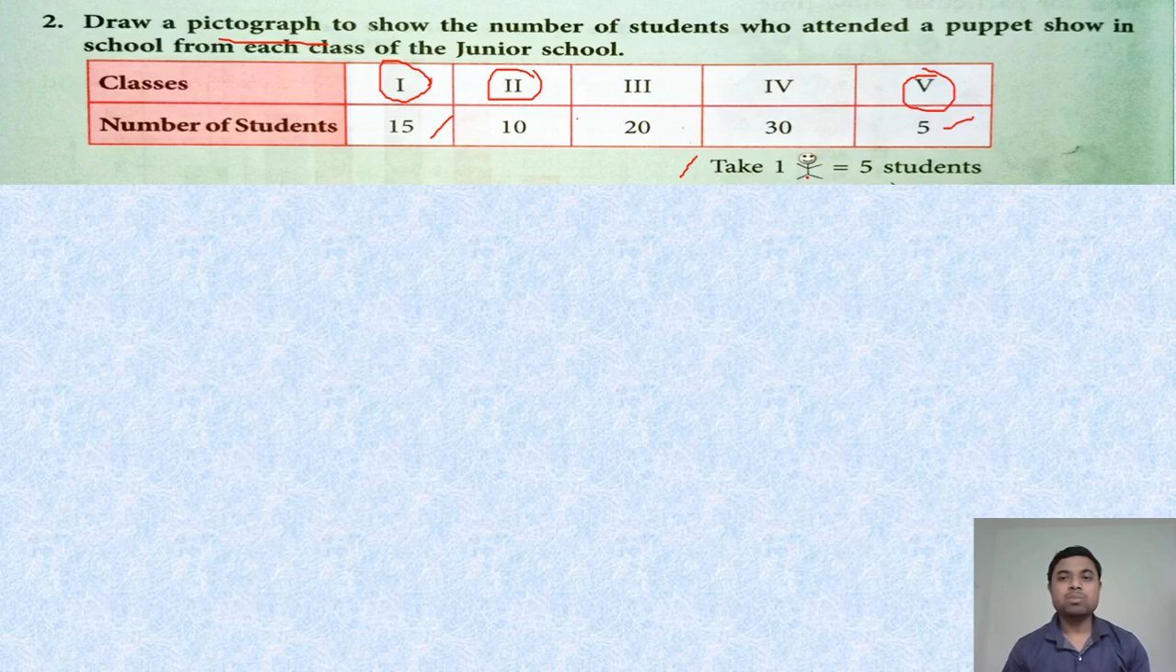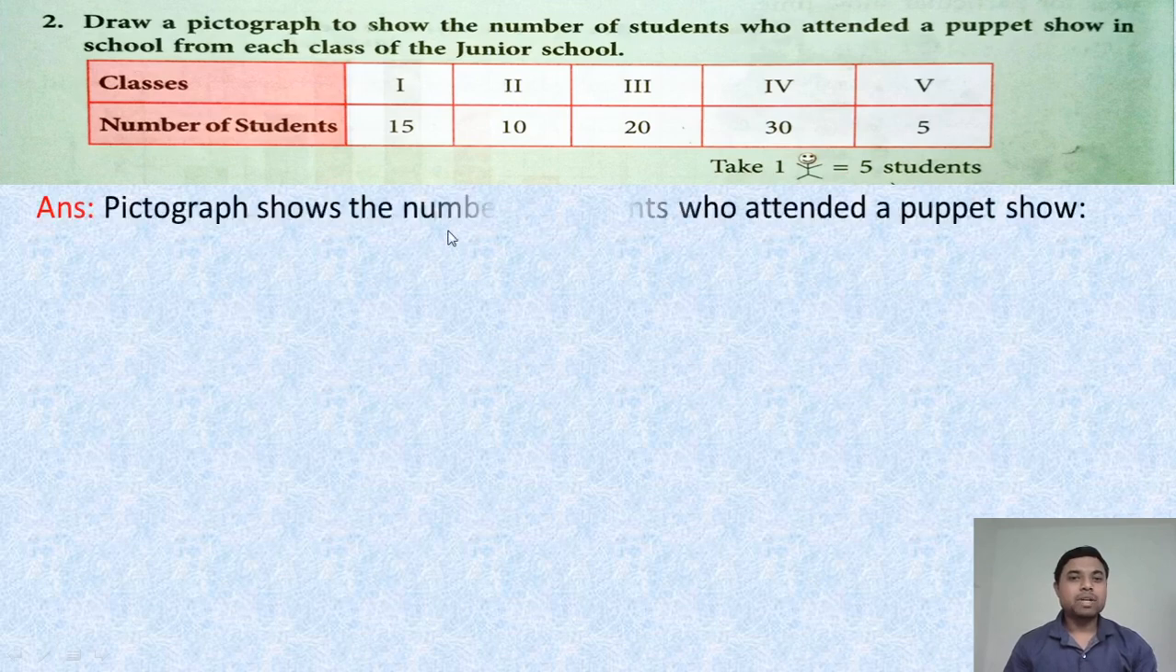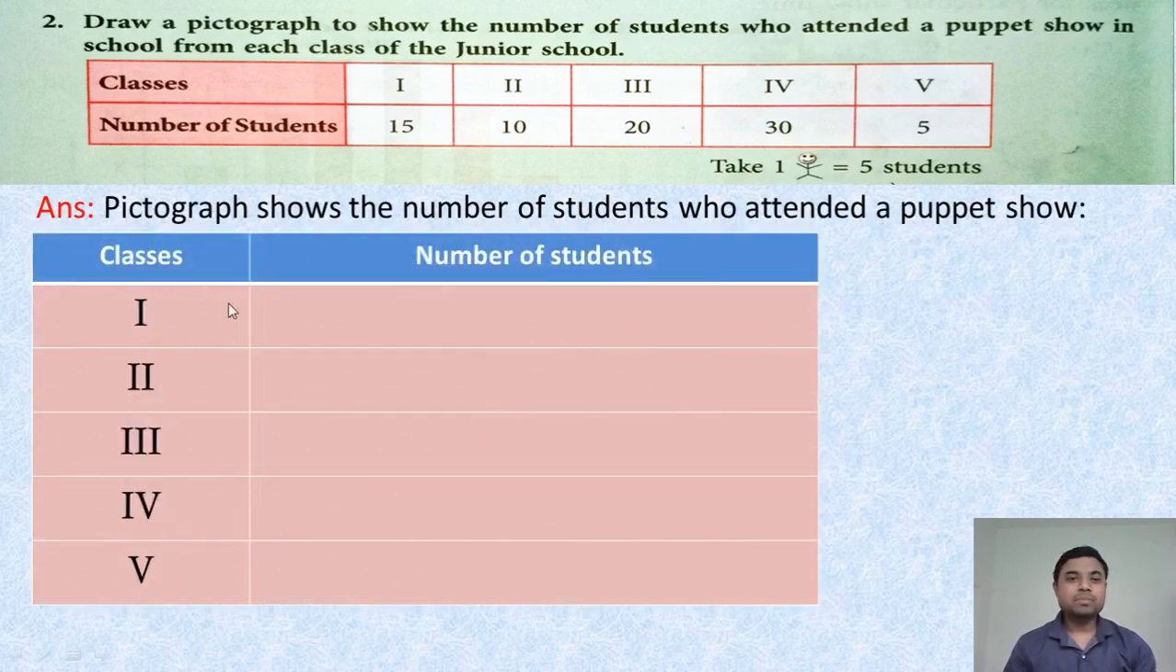Take 1, this symbol means 5 students. So if you draw this symbol 1 time, that indicates 5 students. Is it clear? So if you draw 2, that means 5 plus 5, 10. Is it clear? So dear students, when you draw a pictograph, first write the title by your pen. So write the title. Pictograph shows the number of students who attend a puppet show. Okay, now draw the pictograph.